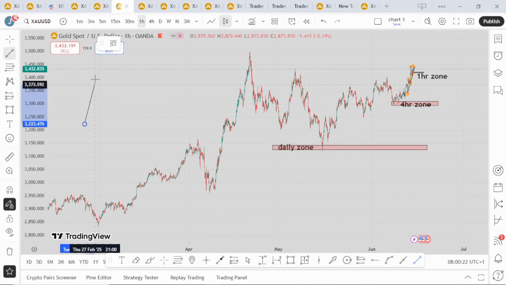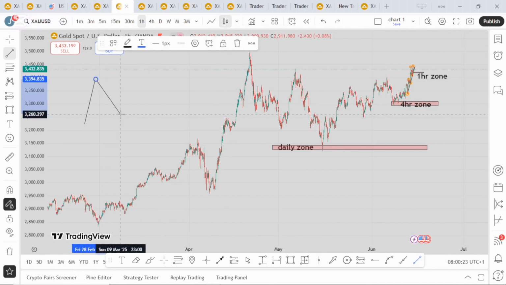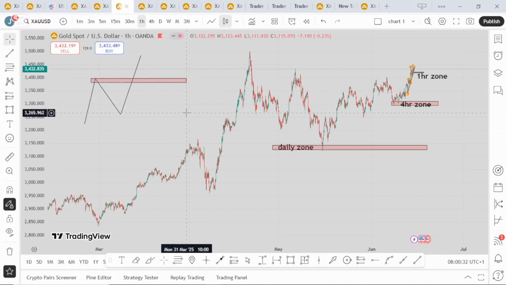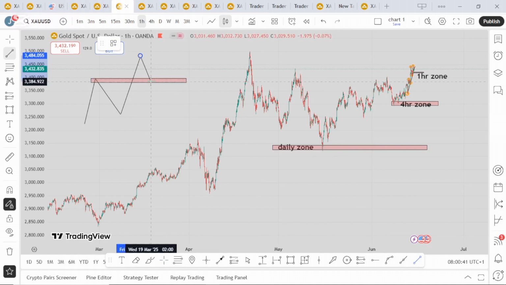I told you this is a break of market structure, right? This is a break of market structure zone. This is the zone that we are expecting. So what are we expecting? Very simple stuff. We are expecting price to come to this zone here.